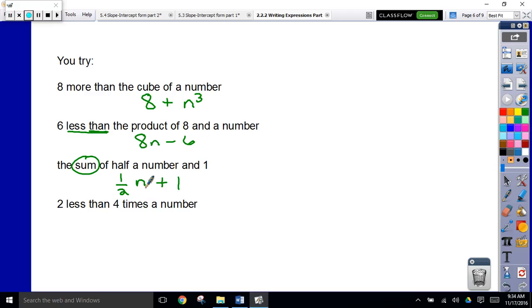Olivia, 2 less than 4 times the number. 2 minus 4 and 4n. 4n. You always want to start with 4n, and it's 2 less than, Olivia. So we want to start with the 4n and subtract the 2. Brian?